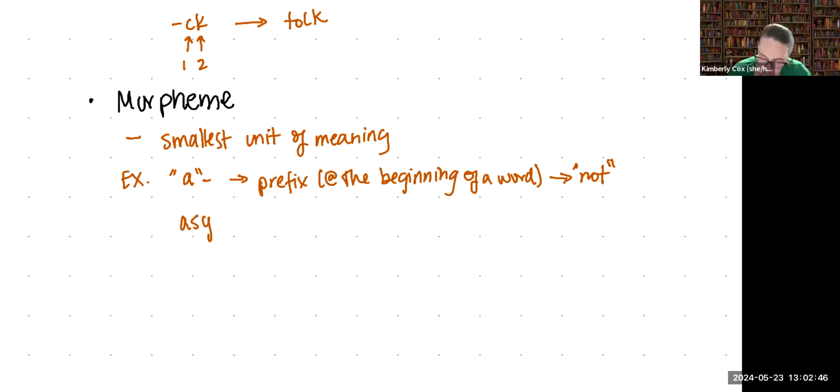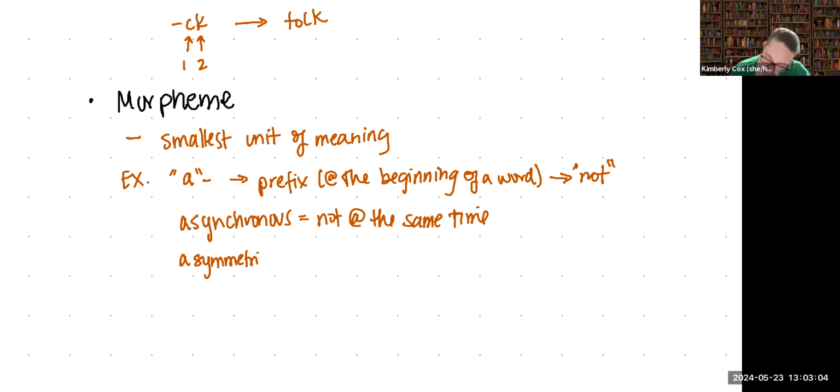Asynchronous means not at the same time. Okay. Asymmetrical means not symmetrical.